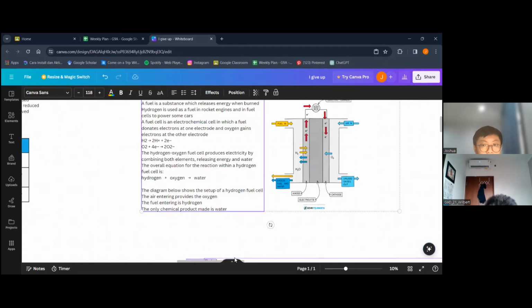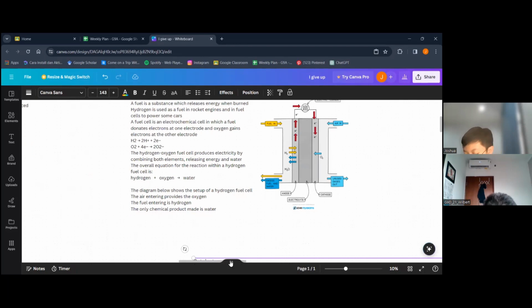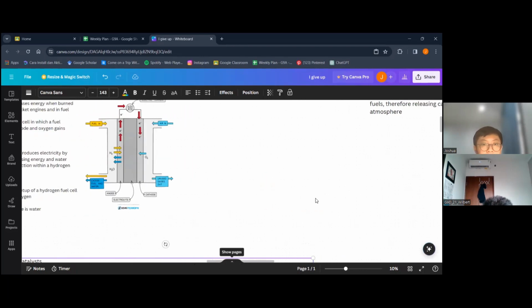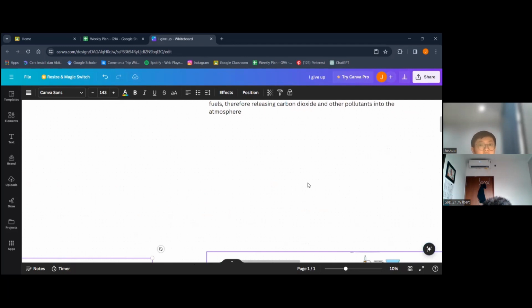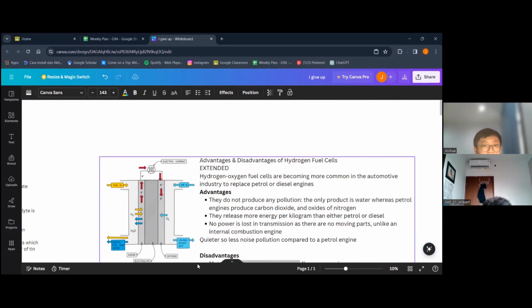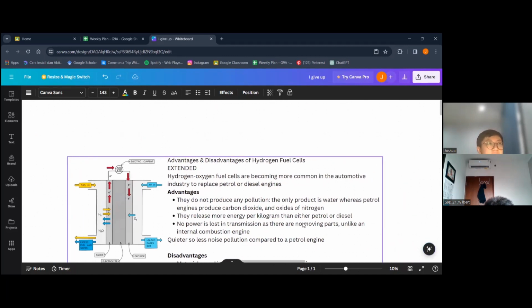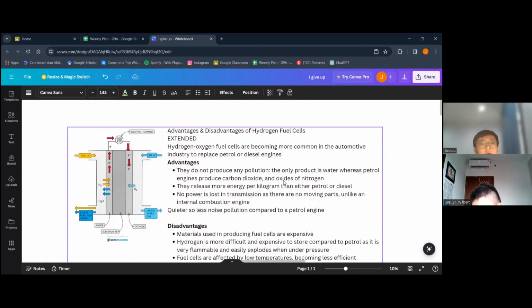And lastly, the last part for the chapter 5 review is the advantages and disadvantages of hydrogen fuel cells. So, hydrogen oxygen fuel cells are becoming more common in the automotive industry to replace petrol or diesel engines because they are more sustainable. And unlike diesel powered vehicles, which release carbon dioxide and carbon emissions, hydrogen fuel cell powered cars or machines will release water.